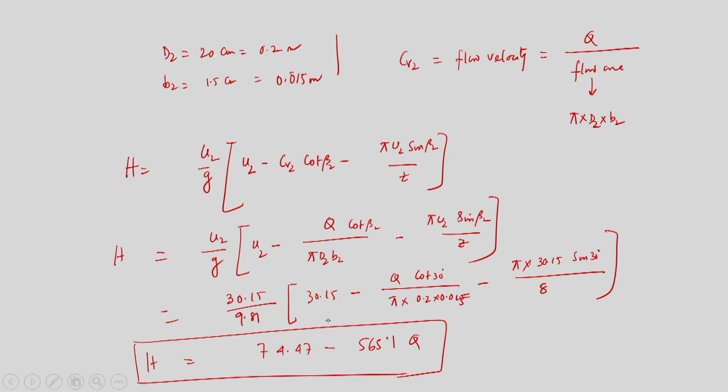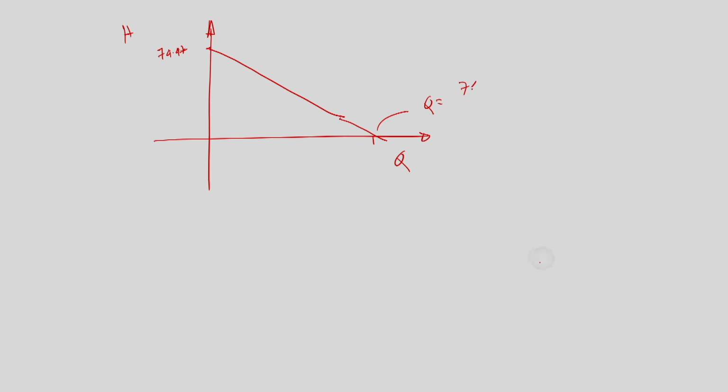So, when q is equal to 0, this is 74.47. This is the q, this is h. Whenever I make h equal to 0, the line will cut over here, and at this point q will be equal to 74.47 divided by 565.1.